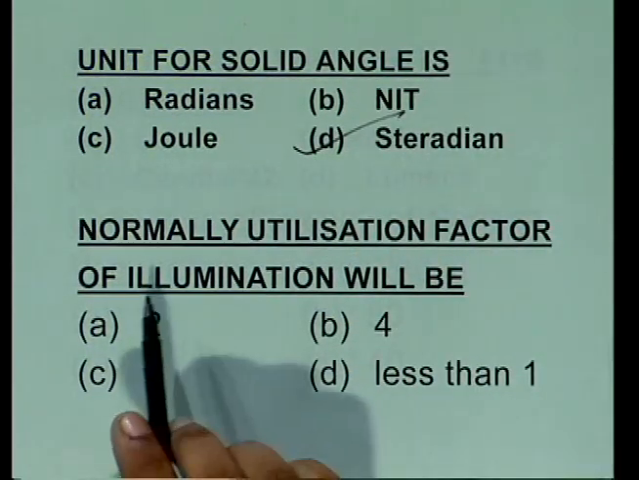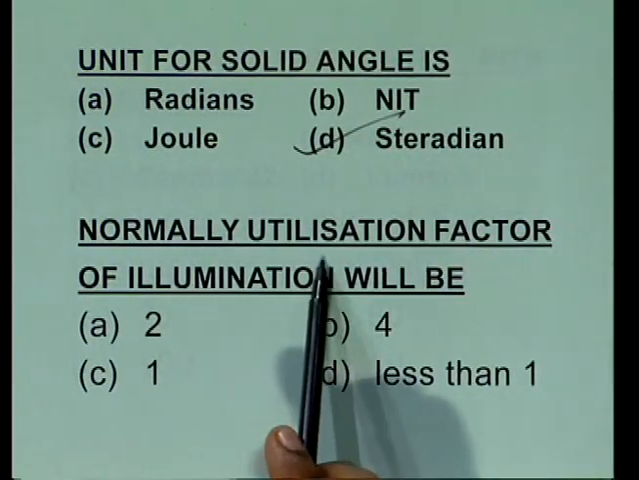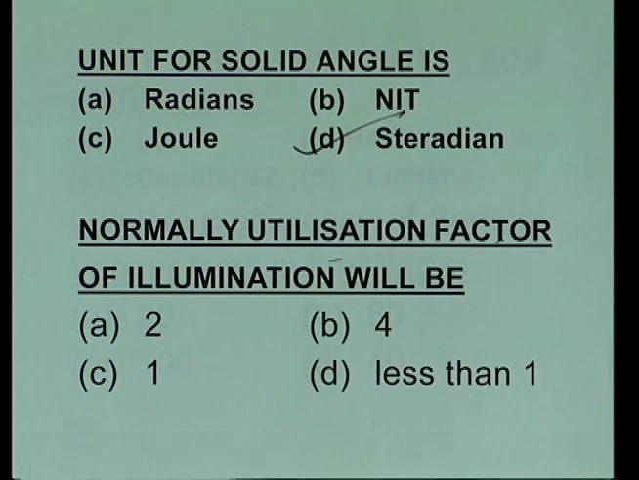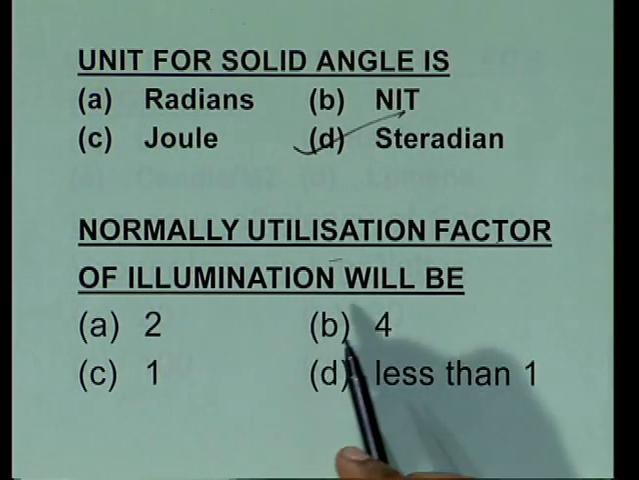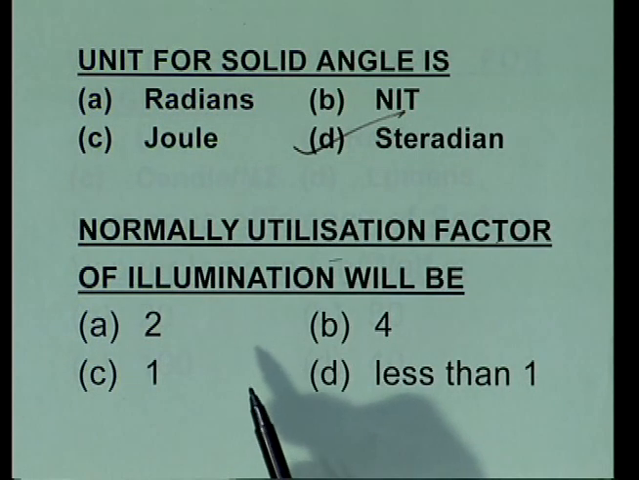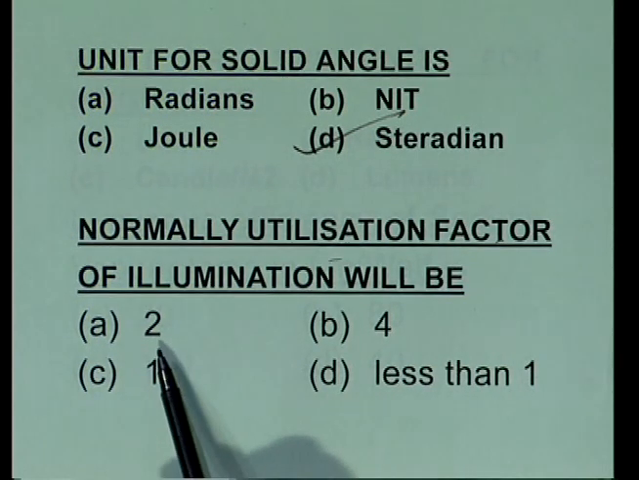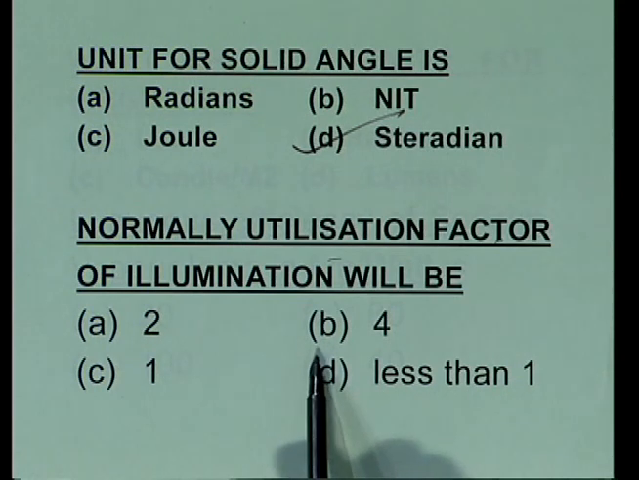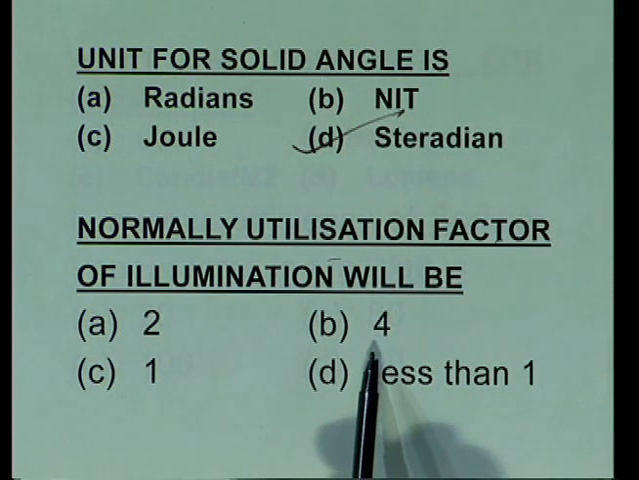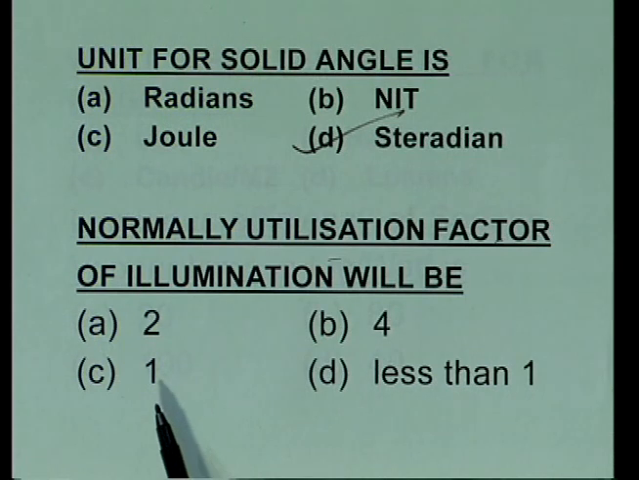The second question: normally, the utilization factor of illumination will be, as we have seen, never 1. So, A, 2, it cannot be 2. B, 4, it cannot be 4. C, it is 1. It is practically impossible to have a utilization factor of 1, even if we take all the precautions; it will still be less than 1. So, the answer is D, less than 1.